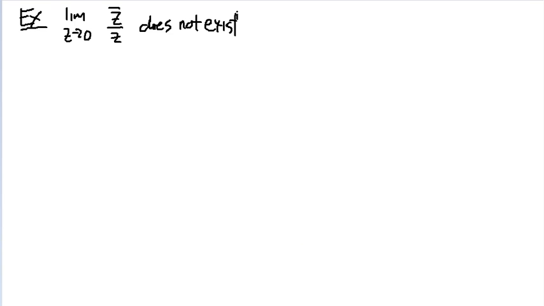Going to do this example: the limit as z goes to 0 of the conjugate of z over z does not exist. But first, a reminder of some basic calculus. Here's the basic idea that we're going to use for this.